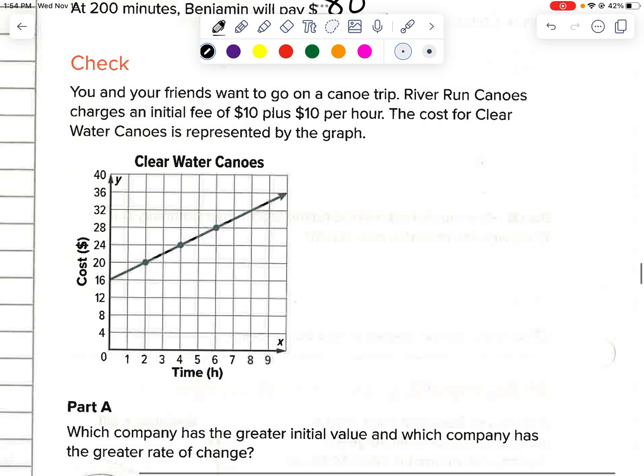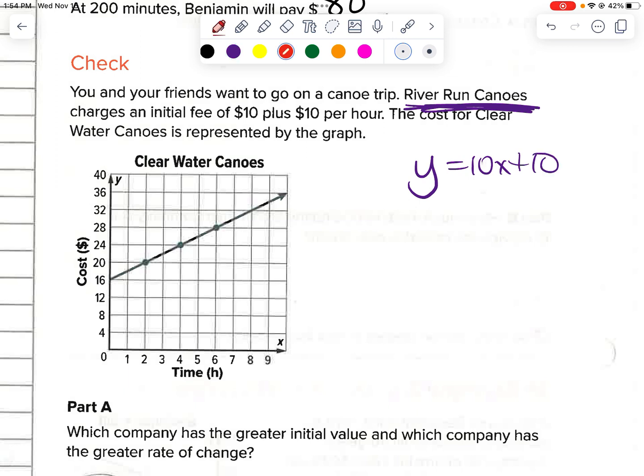Okay, so let's look here. It says, you and your friends want to go on a canoe trip. River Run Canoes charges an initial fee of $10 plus $10 per hour. The cost for Clearwater Canoes is represented in the graph. Okay, so I'm going to do it in 2 different colors. So this is going to be y equals 10x plus 10.